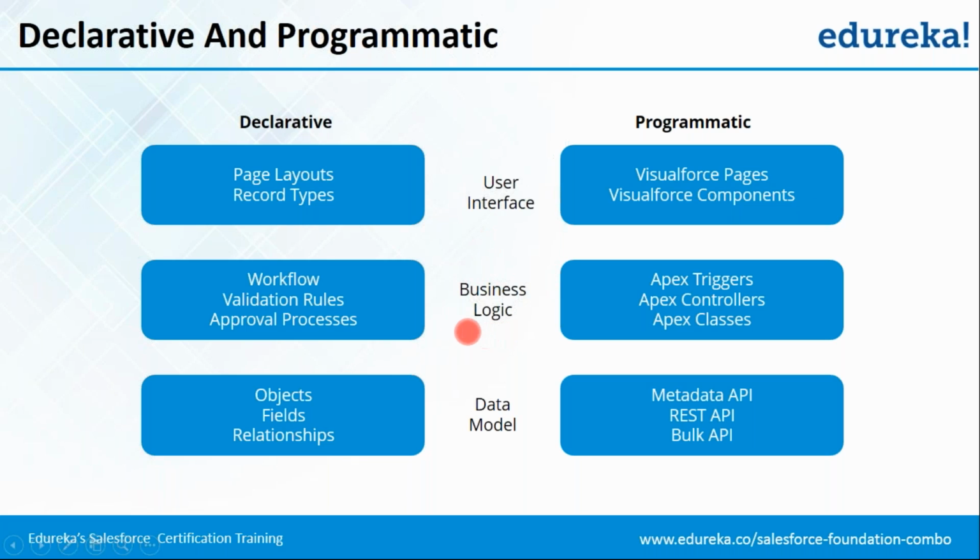And when it comes to business logic, you'll be writing logic, and you can control how things work. You can control the workflows, all those things, by using the declarative options of workflow, validation rules, and approval processes. When I say workflow, what it means is that when action A happens, then there is some kind of trigger that causes action B to happen.